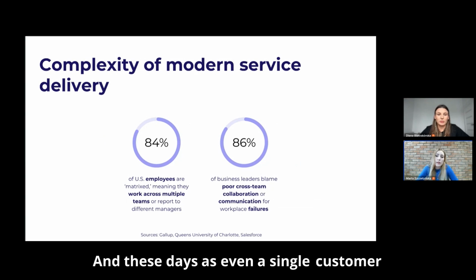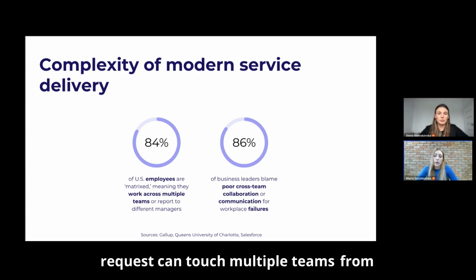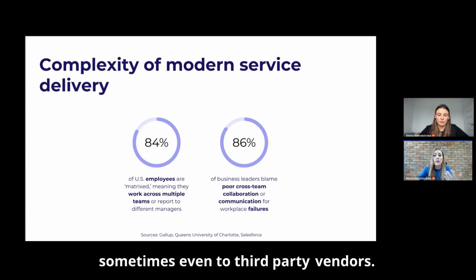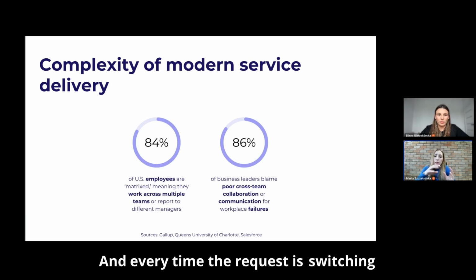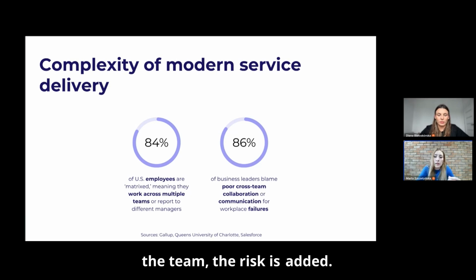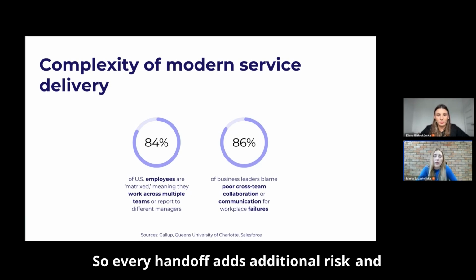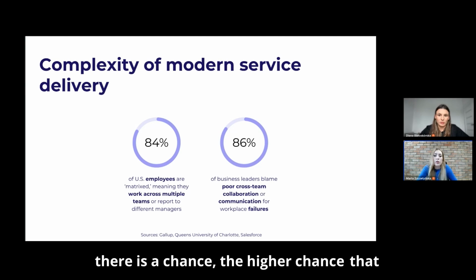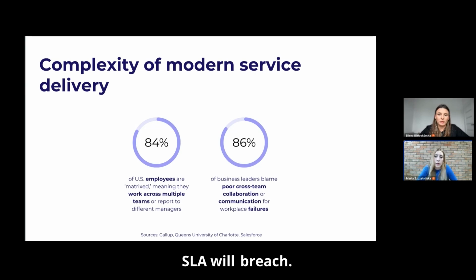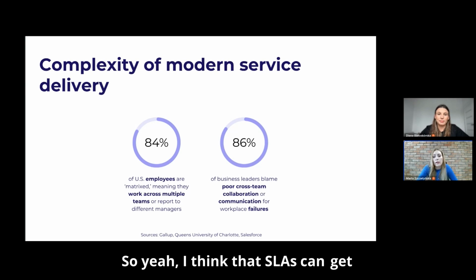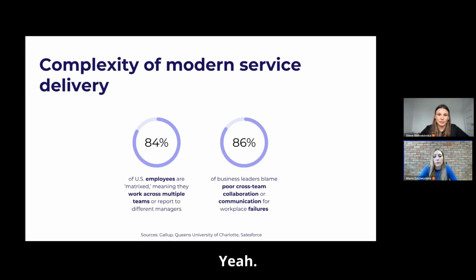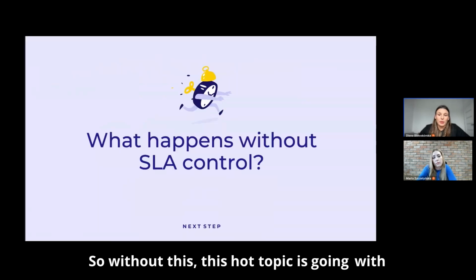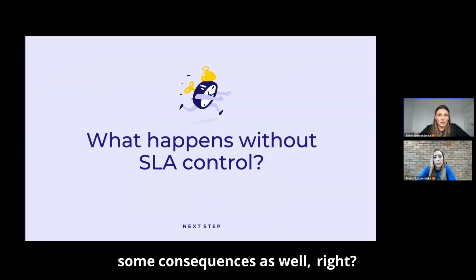These days, even a single customer request can touch multiple teams, from the support team to the development team, sometimes even to third-party vendors. And every time the request switches teams, risk is added. Yeah, every handoff adds additional risk, and there is a higher chance that the SLA will be breached. So I think SLAs can get complicated pretty fast. Yeah, that is true. This hot topic comes with some consequences as well, right?